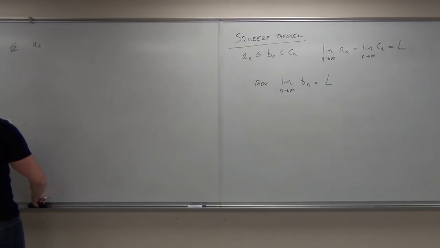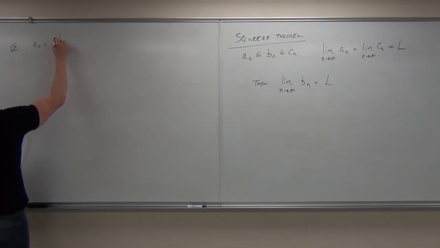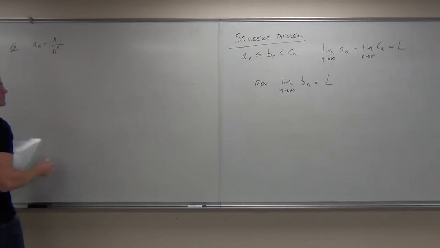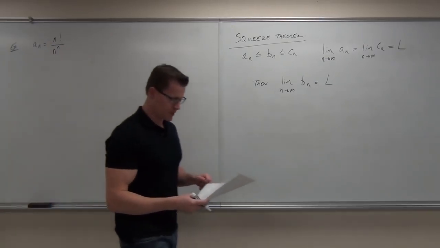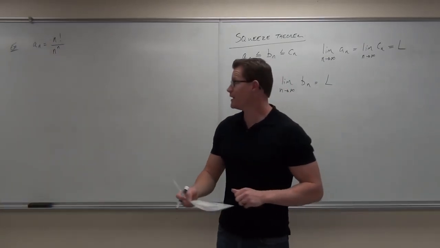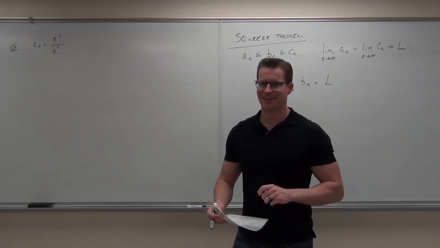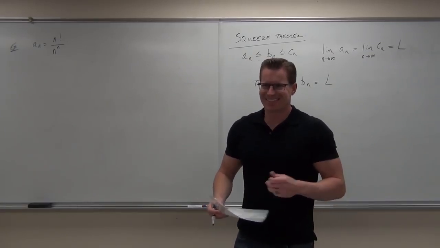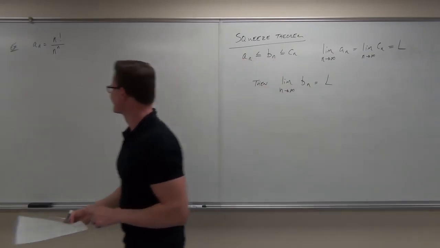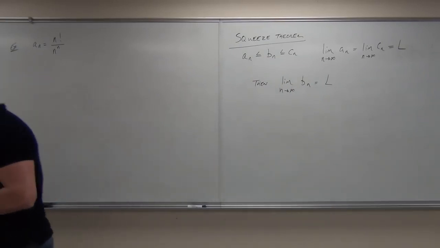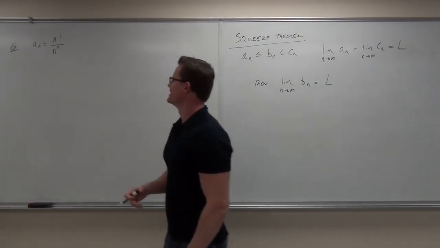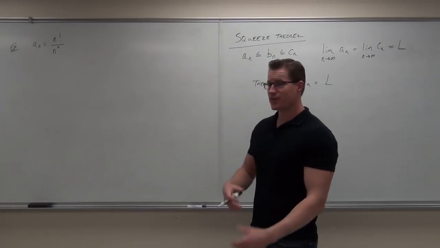I'll call it A sub n. Let's do that. We have A sub n equals n factorial over n to the n. I'm so excited! Factorials! Super! No, it's not n, it's n factorial.